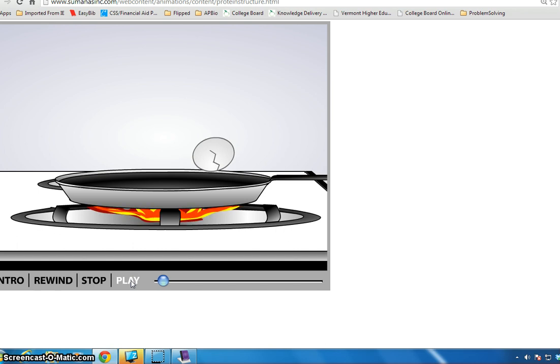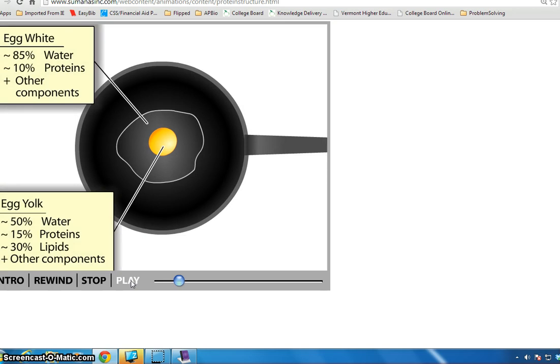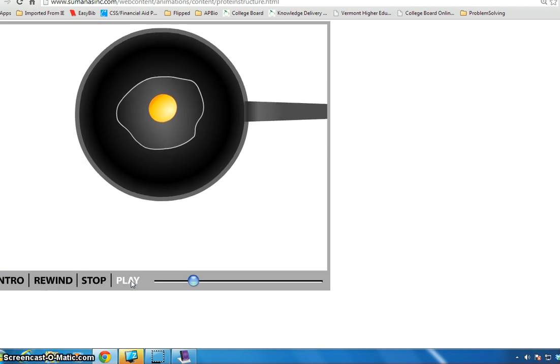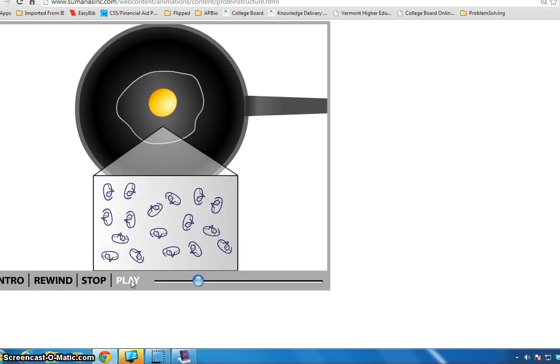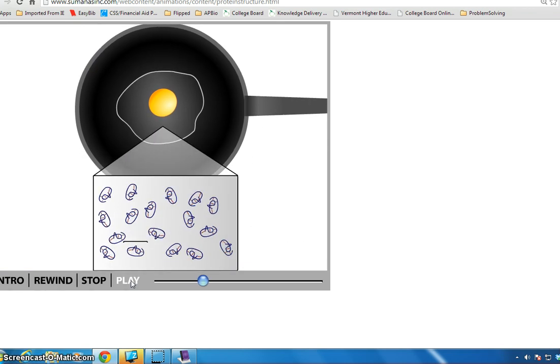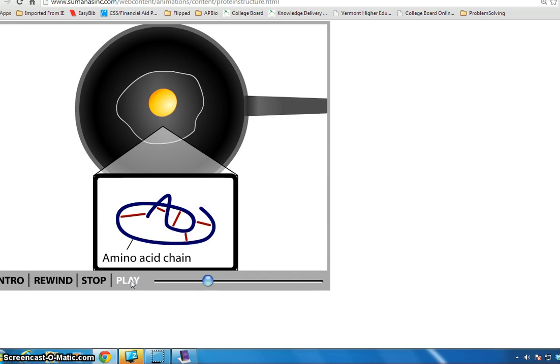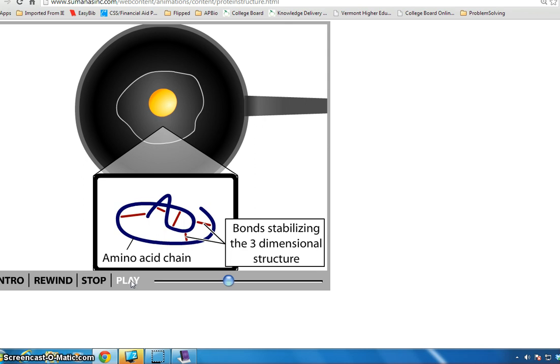An egg provides a good example of how heat can change the structure of proteins. Proteins are found in both the egg white and yolk, and these proteins have different structures in raw versus cooked eggs. Let's consider the proteins in an egg white. In their native uncooked state, the proteins are chains of amino acids that fold into complex shapes. Several types of bonds form between amino acids in a chain, stabilizing the structure of the protein.